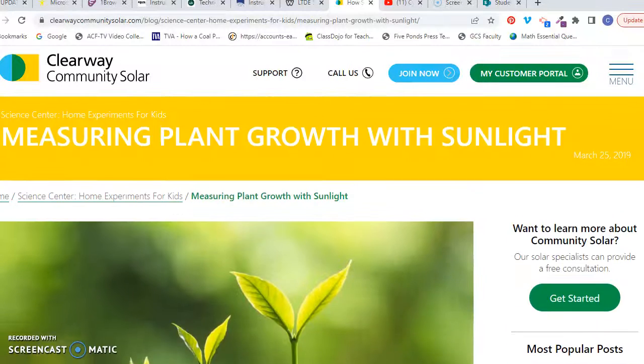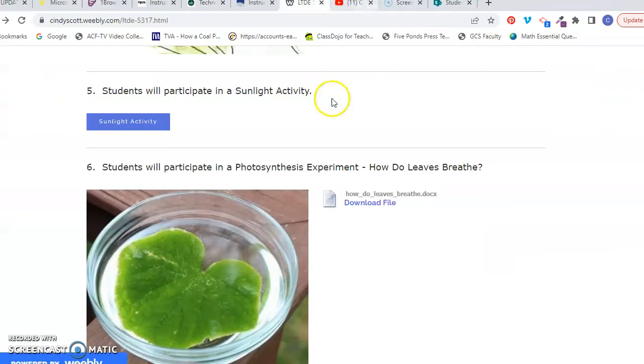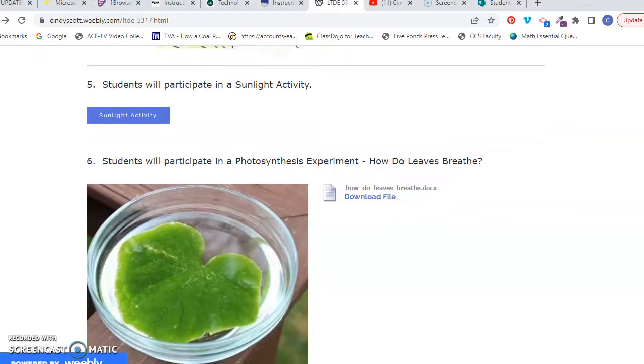And then wait 2 weeks. They would take all kinds of notes during those 2 weeks and then see which plant grew the best. Hopefully, of course, they would see that sunlight is one of the things that a plant needs.